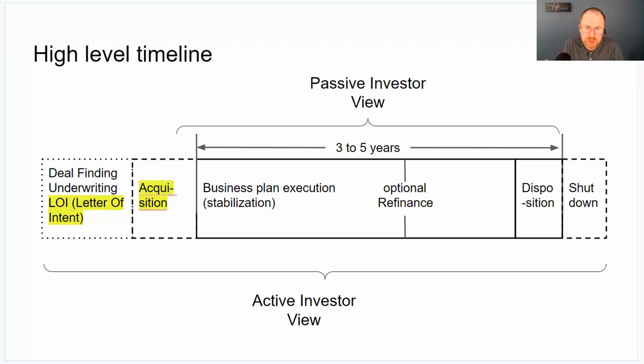The other typical phases are the hold phase, where you're going to execute your business plan, stabilize the asset, make renovations, etc. Sometimes a refinance, and eventually disposition of the asset and shutting down all the entities, etc. So as you can see, the active investor view is much longer and involves more steps than a passive investor view.